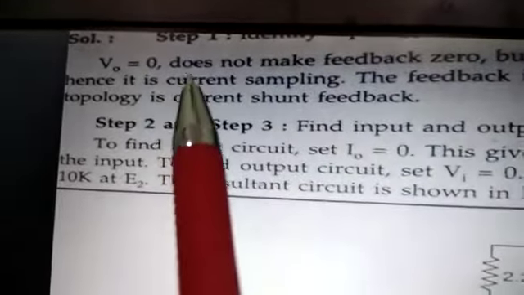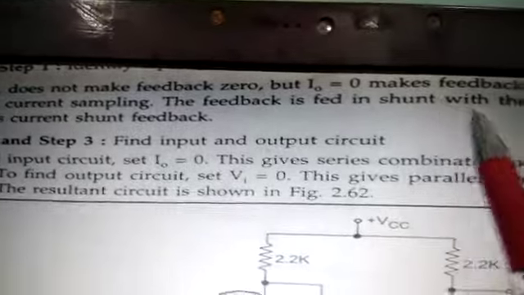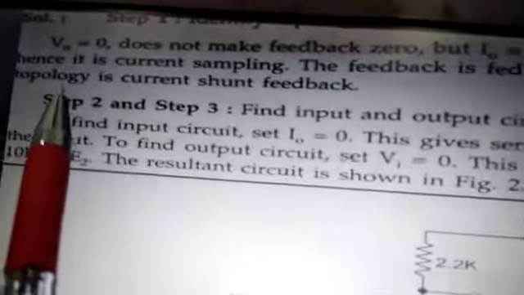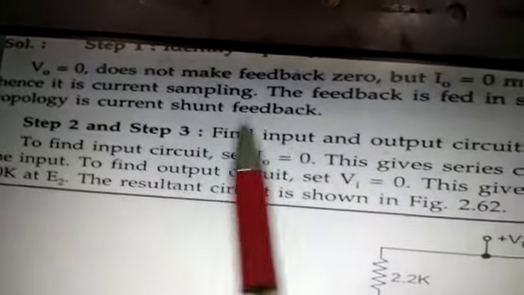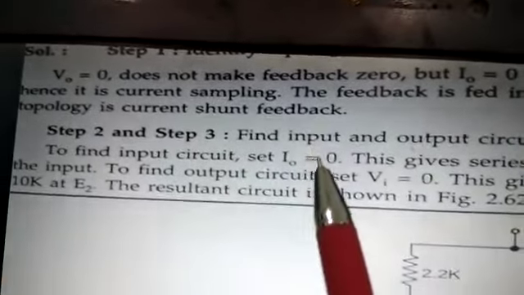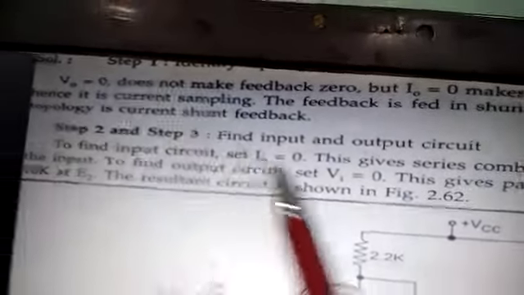Since V0 equal to 0 does not make the feedback 0, but I0 equal to 0, output current equal to 0, makes the feedback become 0, it is a current sampling. Since output current equal to 0 makes the feedback 0, it shows current sampling, and this feedback is fed in shunt with the input signal. Hence, the topology is current feedback.